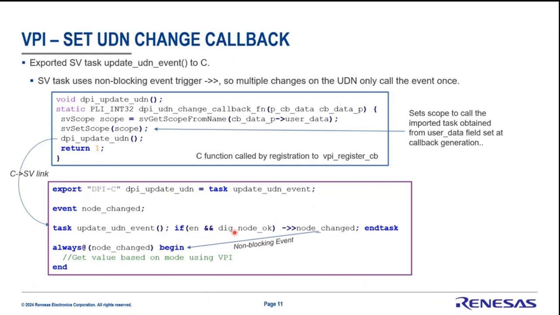If the monitor is enabled and it's a digital node OK, then basically it toggles this node changed event. We use a non-blocking event here, and that's quite key. When user-defined net types or even real nets or logic nets change, they could change values multiple times during a delta cycle. And really, it's only the final resolved value that you're interested in. So this non-blocking event basically makes you wait until you've done all the active region of the simulator, and then you start looking at scheduled events. And then this would trigger the always at node OK, and then we can get the value based on the mode. Again, you would have to use the VPI, otherwise it's an out of module reference.